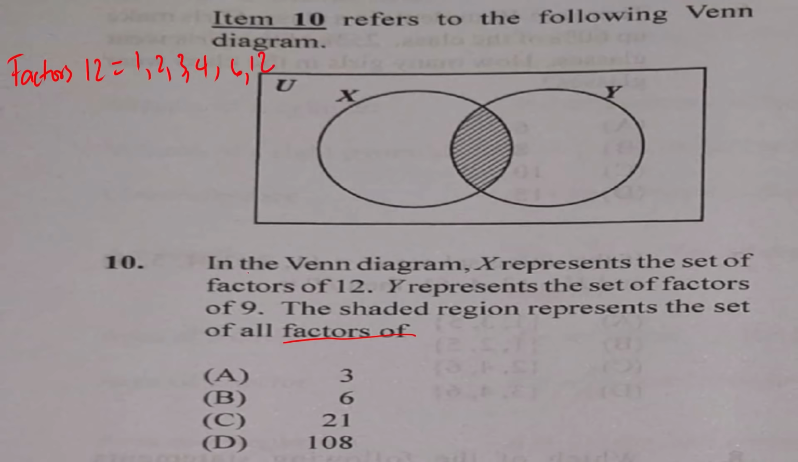And the factors of 9 will give us 1, 3, 9. So the shaded region represents the set of all factors of... So the shaded region is what they have in common. And that would be 3. So 3 would be common to both sets. So our answer would be A.